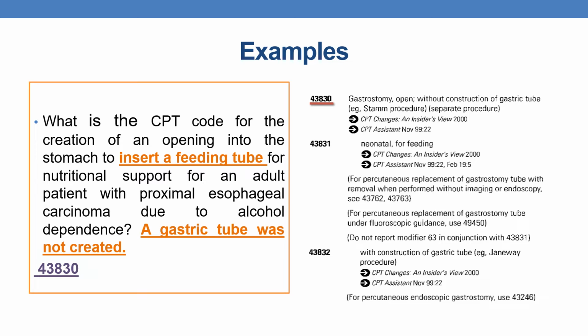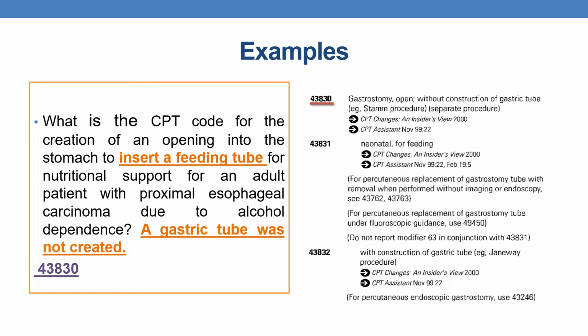So there are two methods. Four CPTs will be given in the options. You can directly search each CPT, or you can go to the index and search for the key term. Here insertion is the key term. Under insertion you can find feeding tube. There you can find the respective CPT. Here we are not discussing like that. We are directly going to the CPT description.